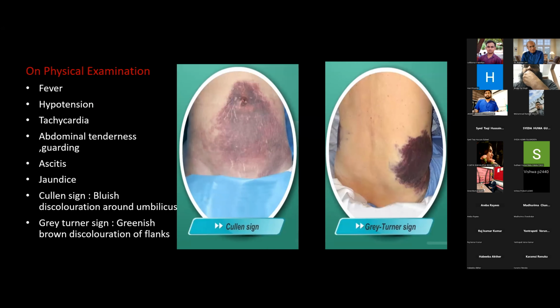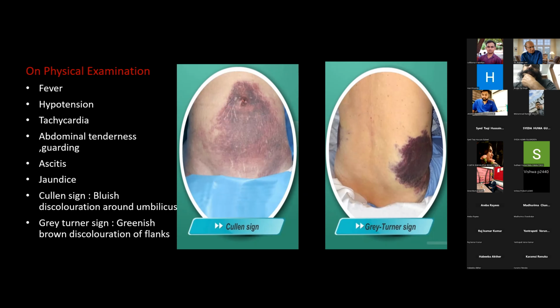Coming to signs, in the central nervous system, we see decreased GCS, and in the cardiovascular system, hypotension, mainly due to capillary leakage, and tachycardia to compensate for that hypotension. In the respiratory system, rales may be present, and tachypnea is present. And as it is an inflammatory process, fever is also present. On physical examination, abdominal tenderness, guarding, and ascites are present, and jaundice is present if there is any extrahepatic biliary obstruction.